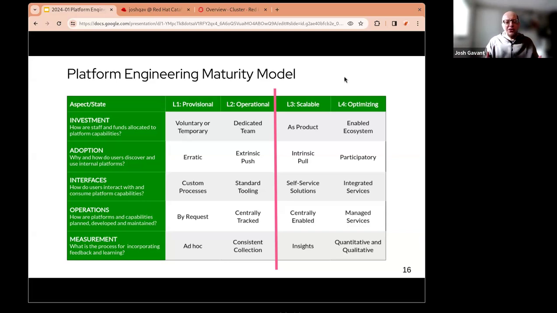So the first one is investment, and this is how your company as a whole, your executive leadership, how do they decide, how have they valued the platform? How have they invested in it? And in particular here, we think about funding of the team, staffing, have they dedicated people to it? Do people only work on a voluntary basis?